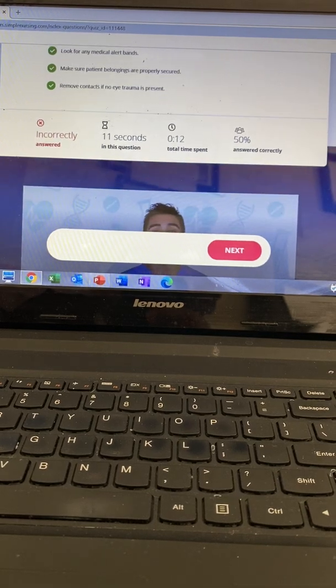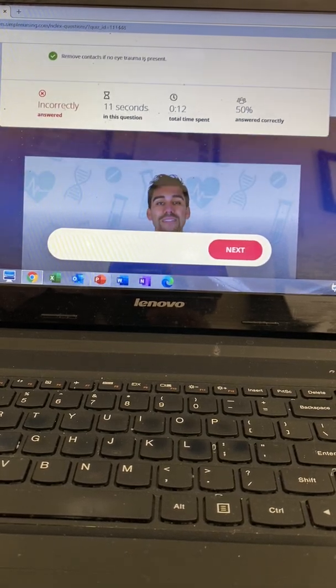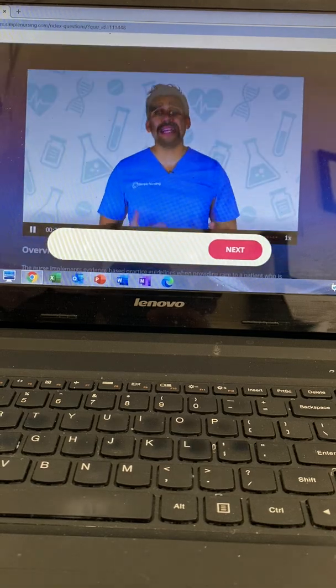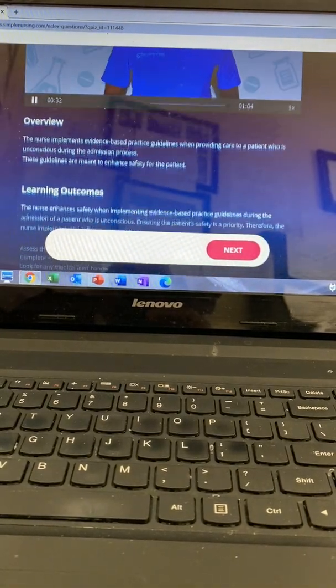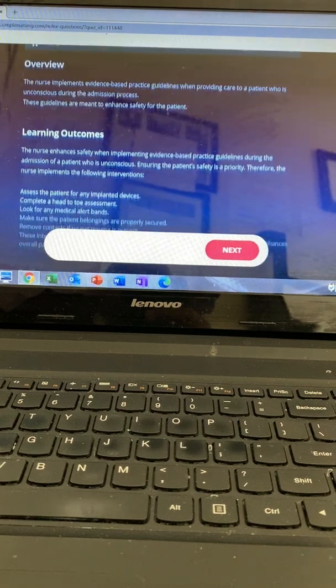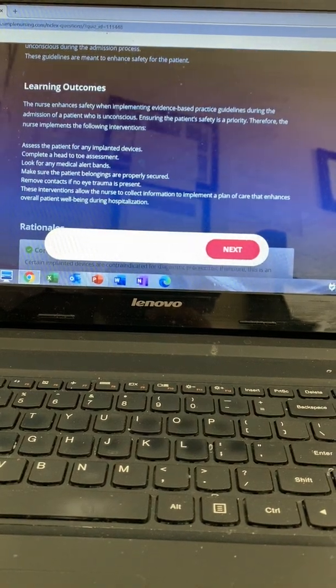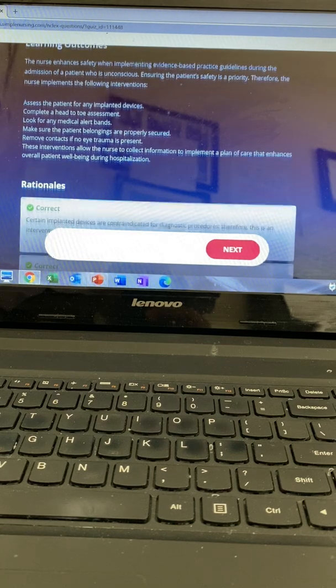So option number 1, assessing for implanted devices. Guys, the patient will likely need imaging. So always assess for what's underneath the skin here. Now, option number 2, continuing on in the assessment here, we always complete head-to-toe assessment when needed.